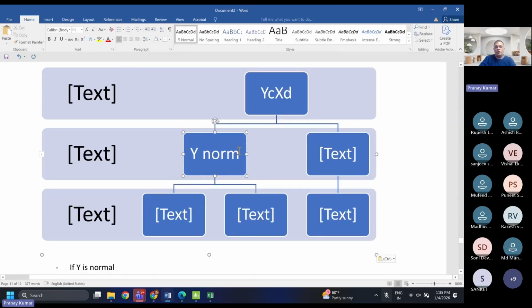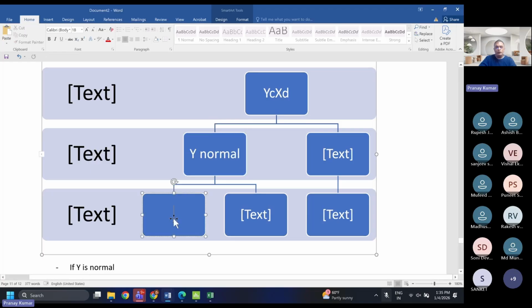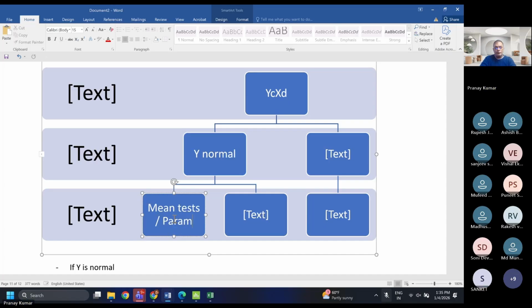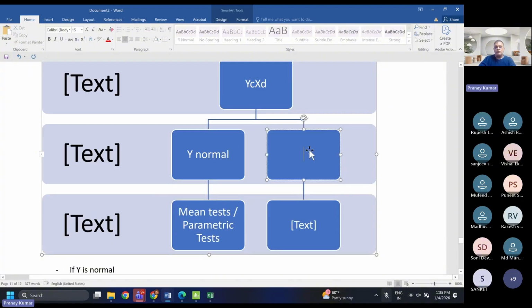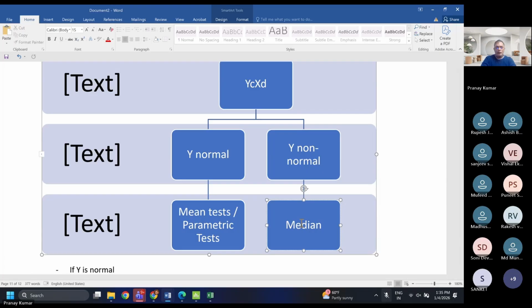If y is normal, we will use mean based test, also referred to as parametric test. If your y is non-normal, we are using median based test, also referred to as non-parametric test.